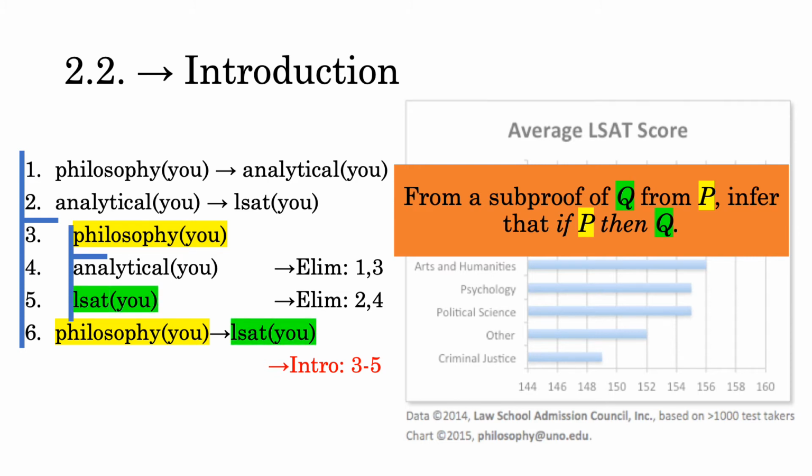Similarly, we see that the statement, you're likelier to rock on the LSAT, is playing the role of Q in this rule. Right? It's once again got a double duty. On the one hand, it's got to be the conclusion of the subproof, which is what it's doing on line 5. And on the other hand, it's got to be the consequent of the conditional you ultimately infer using arrow introduction, which is what it's doing on line 6.